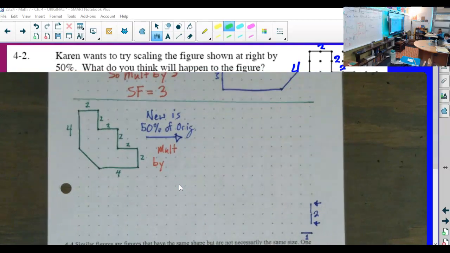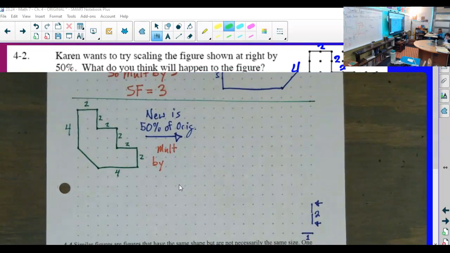Now, we could divide, but division is the same as multiplication, so we're not going to complicate things. We're going to say scale factor. This is what math does, guys. Scale factor is always multiplication. So if we are getting smaller, your scale factor will be a fraction. It will be less than 1.